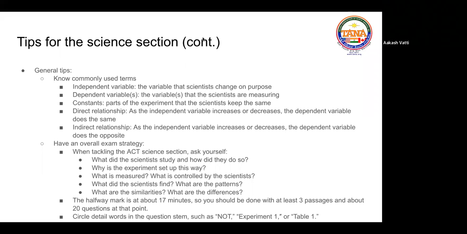The halfway mark is about 17 minutes. So you should be done with around 3 passages and around 20 questions at that point. Circle detailed words in the question stem, such as "not," "Experiment 1," "Table 1," just so you don't look at the wrong data when you're going through the passage, because you will be in a rush. I almost certainly guarantee that, and you might read something wrong because you just didn't see it very clearly.